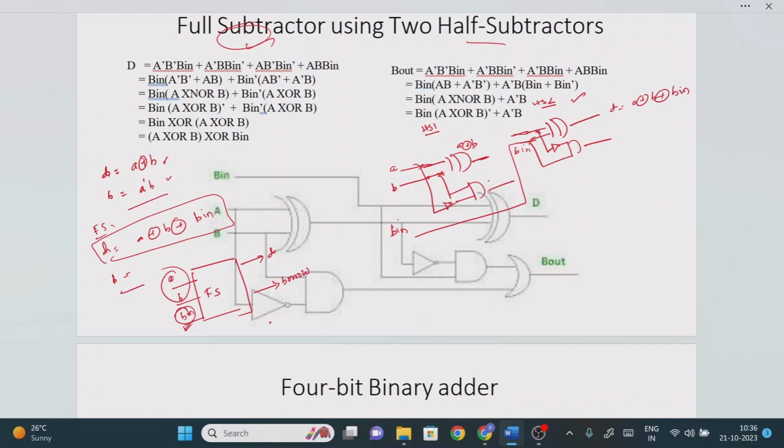If you connect this one with this one, something like this, we cannot get this expression, right? So what is the other possibility? The only way is to connect this one with this one, so here it is a XOR b, and one more is the b in, so that you will find a XOR b XOR b in, right? Once it is done, the difference part is completed.